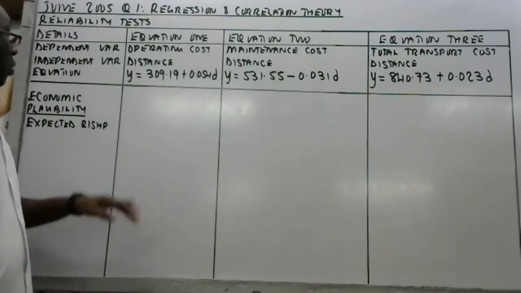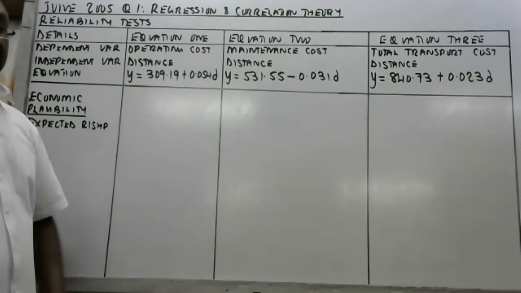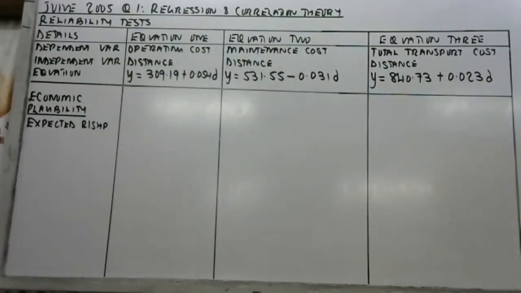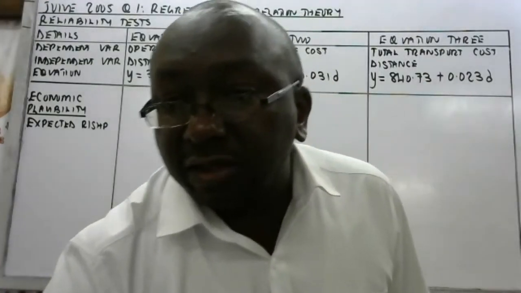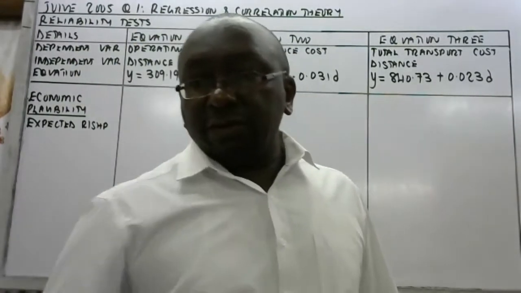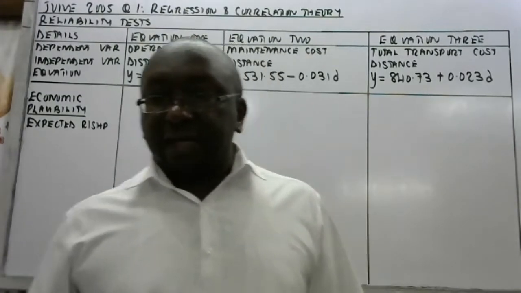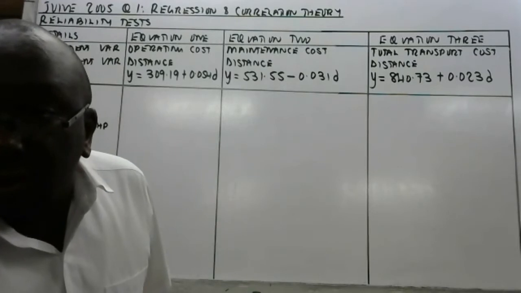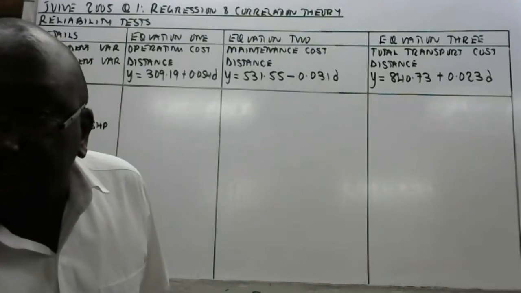Okay, so I want you to tell me what kind of a relationship would you expect between operating cost and distance? What kind of a relationship would you expect?